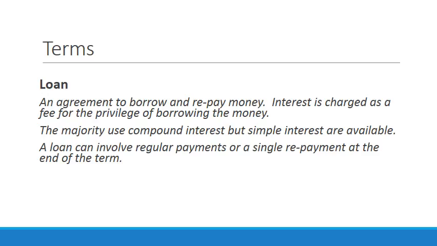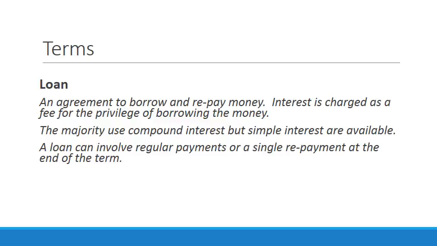Before we get into the examples, I think we should cover some terms. One is actually just let's talk about a loan. A loan is an agreement to borrow and repay money. Interest is charged as a fee for the privilege of borrowing the money, which means if you borrow $100, you're going to be paying back more than $100.